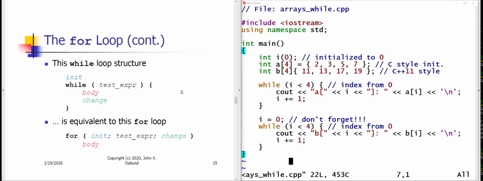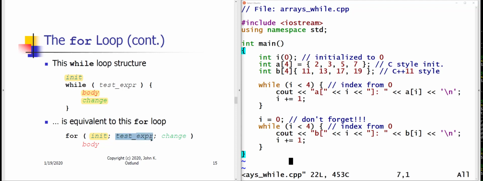Here is our outline of a while loop. We're initializing some variable first, and then while some test expression, typically involving that loop variable, is true, we're going to perform some body of code, and then at the very bottom of the while loop, we will change that loop variable. The for loop equivalent has the initialization part as the first of these 3 expressions in the for loop structure.